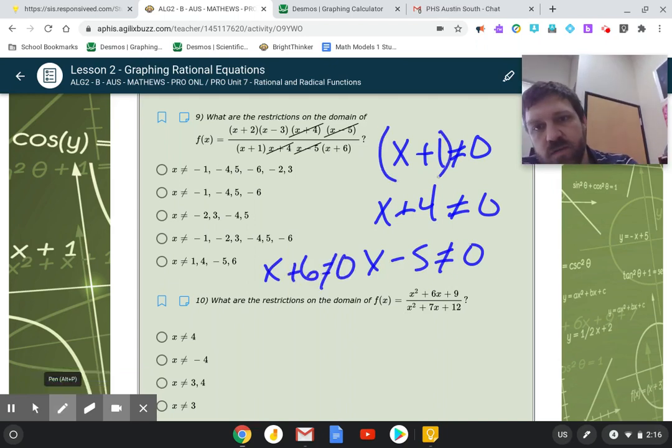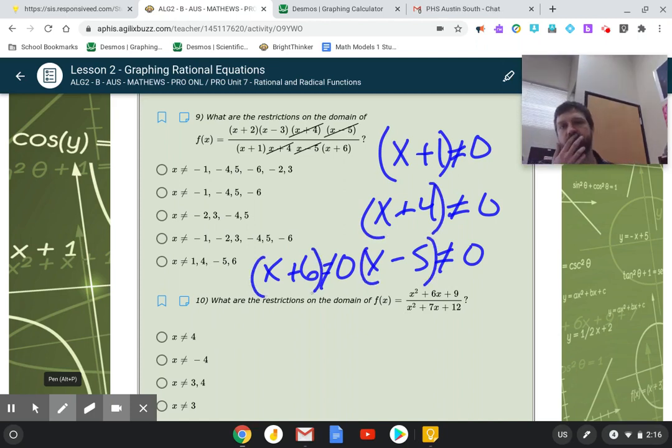You need to solve each one of these equations and tell me what x cannot equal for each one of those. In other words, what makes that little term 0, x plus 1? What makes x plus 1 0? Negative 1. What makes x plus 4 0? And then you just need to go through like that.